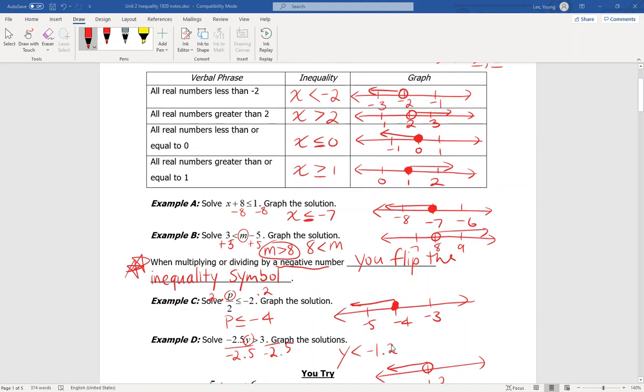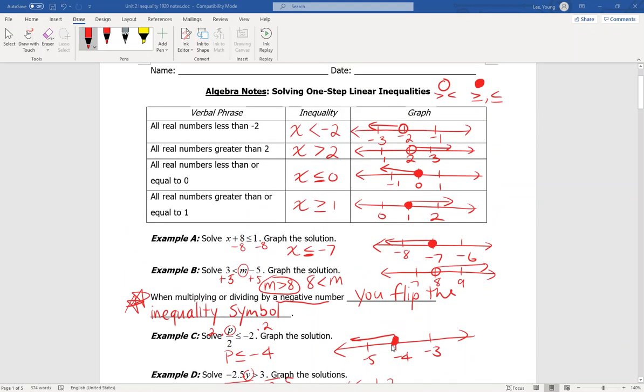So let's recap what we learned. This should be a review from last year's math, guys. So today we learned how to graph inequalities, when to use an open circle, and when to use a closed circle. Open circle is used when there's no equal sign. Closed circle is used when the equal sign is there. That means those numbers are included. Those numbers are part of the solution.